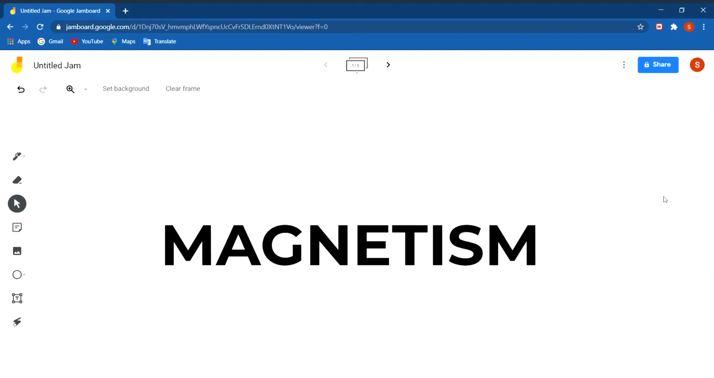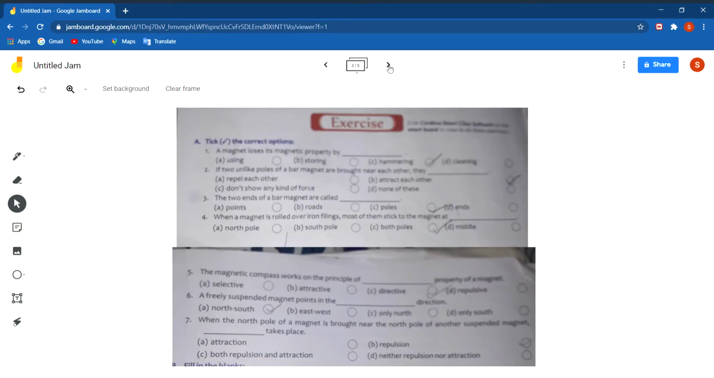Class 6, we have finished the chapter on magnetism. Now today we are going to do the exercises of the chapter. Let us start the exercises and question answers. First we will do the exercises. The first exercise is: take the correct option.